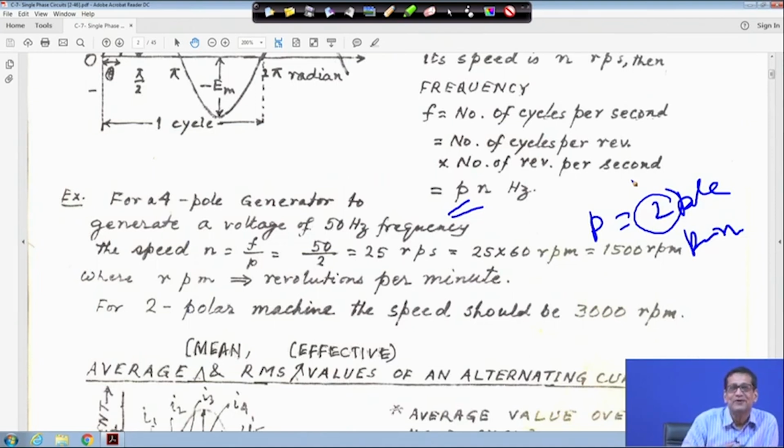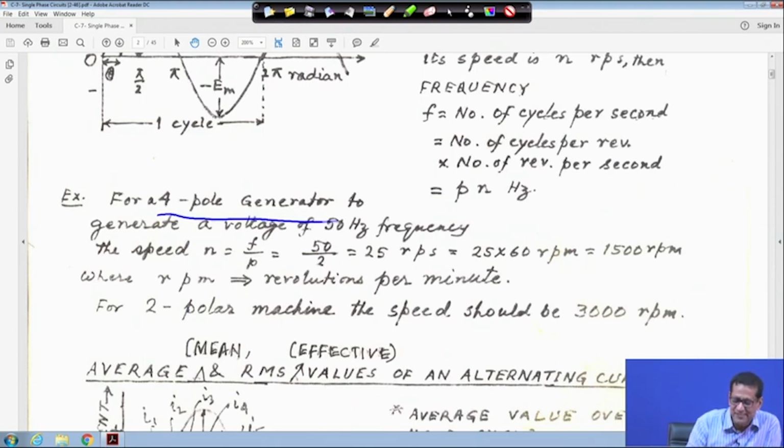Later, if you are an electrical engineering student, when you go to your second year and study electrical machines, you will learn much more in detail. But in this course, just to give you some basic ideas, you have to keep in mind that the number of pole pairs is equal to the number of cycles per revolution. For example, I have taken one small example of a 4 pole generator.